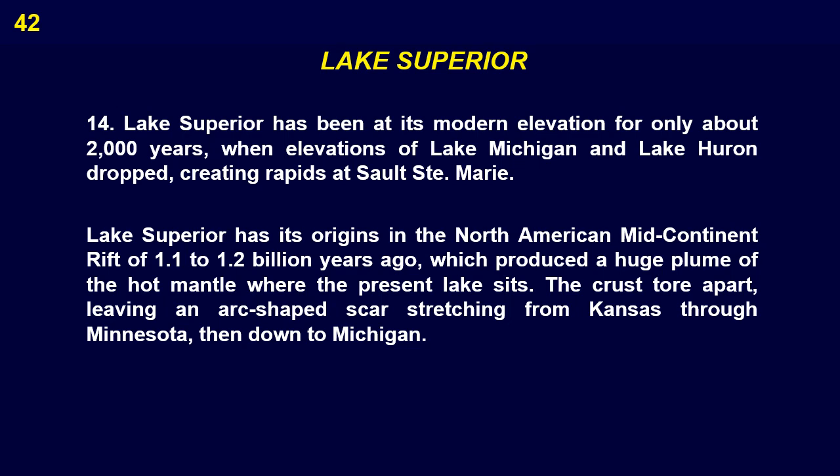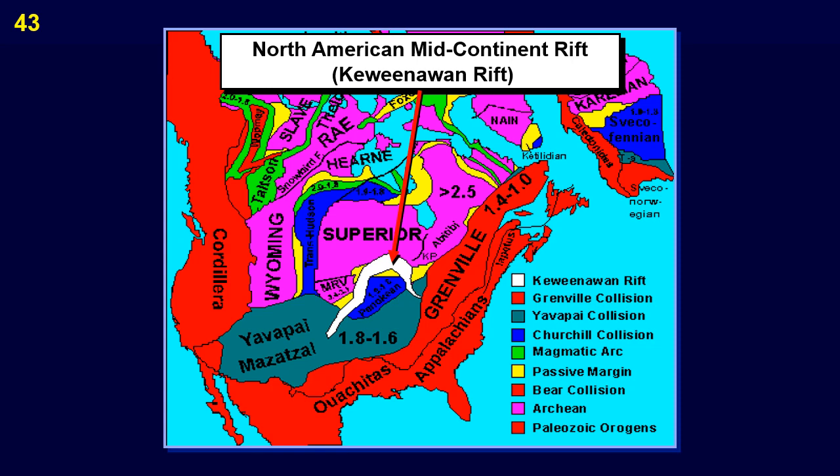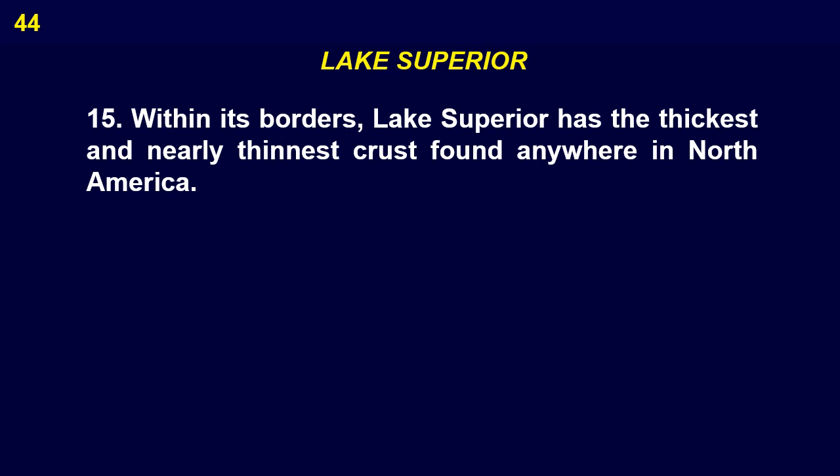Lake Superior has its origins in the North American mid-continent rift of 1.1 to 1.2 billion years ago, which produced a huge plume of hot mantle where the present lake sits. The crust tore apart, leaving an arch-shaped scar stretching from Kansas through Minnesota, then down to Michigan. Within its borders, Lake Superior has the thickest and nearly thinnest crust found anywhere in North America.